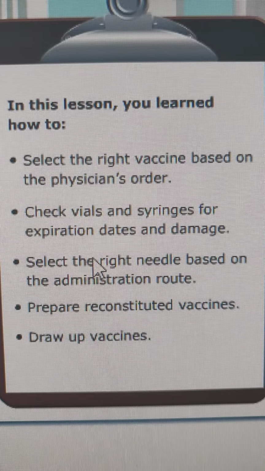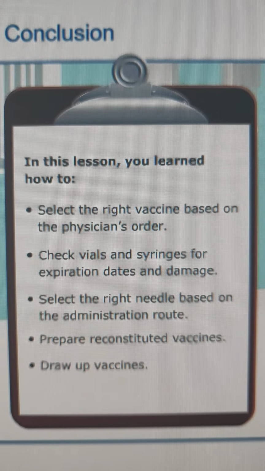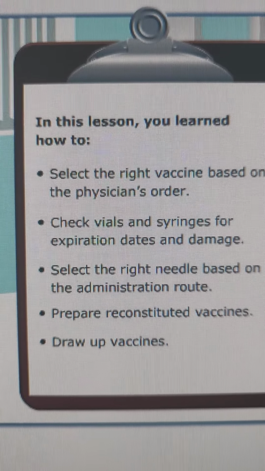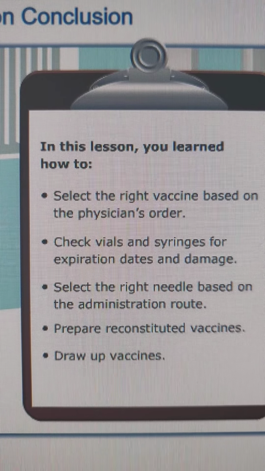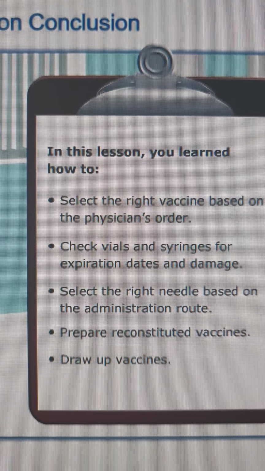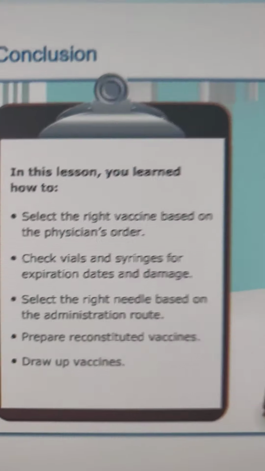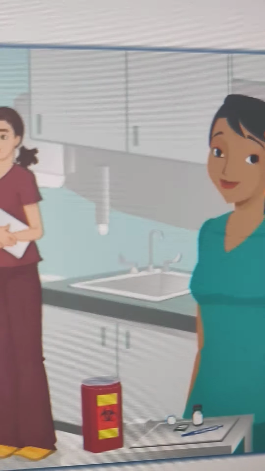Learning how to prepare vaccines includes selecting the right vaccines, checking for expiration dates and damage, selecting the right needle, and then preparing and drawing up the vaccines so they are ready to be injected. In the next lesson, you will learn best practices for administering vaccines. Check it out. In the meantime, start practicing what you learned today. I bet your confidence will go way up, and your coworkers and patients will appreciate your professionalism.